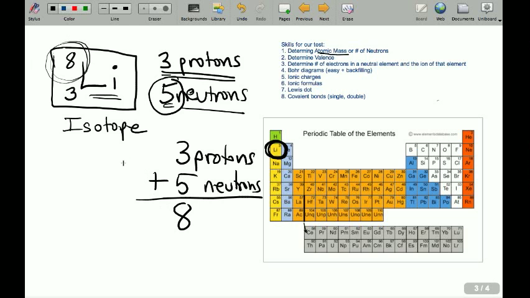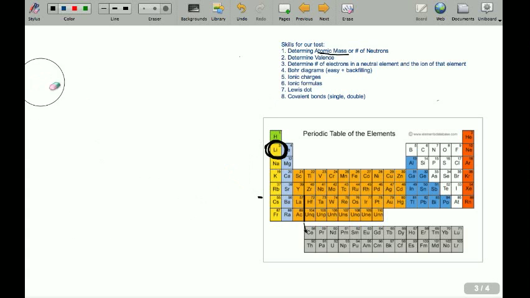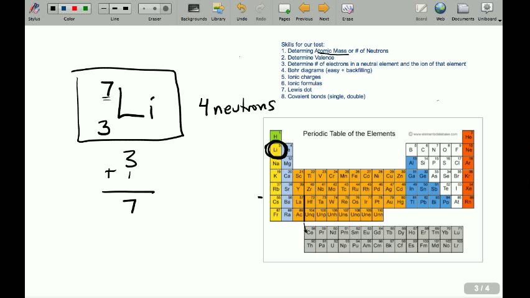The other thing I can give you, let me use my big eraser, is that if I said lithium is 3, and I put 7 up here, or if I tell you its atomic mass is 7, you can tell me how many neutrons this has. Because 7 minus 3 is 4. 4 neutrons. Another way to think about it is 3 plus something equals 7. Got it? 4. Cool? So that's how you figure out this.